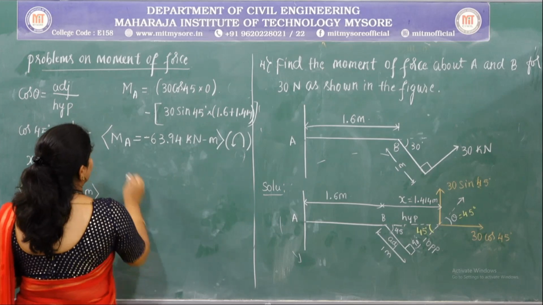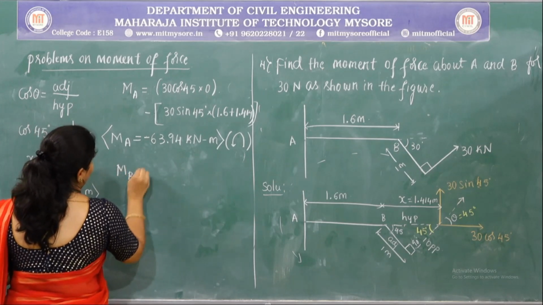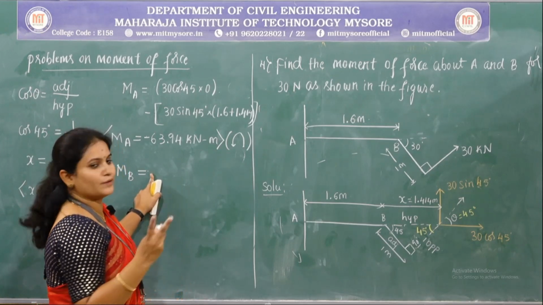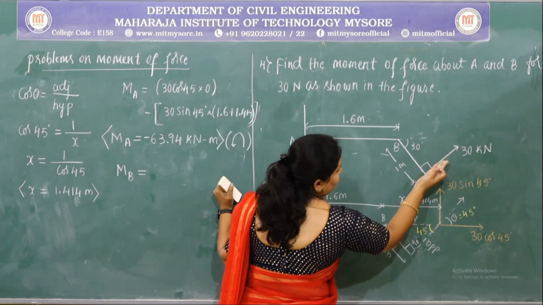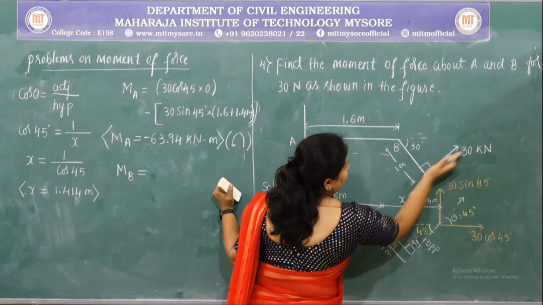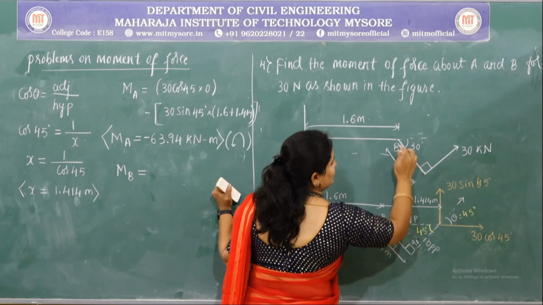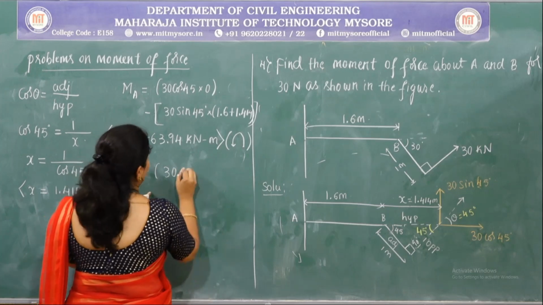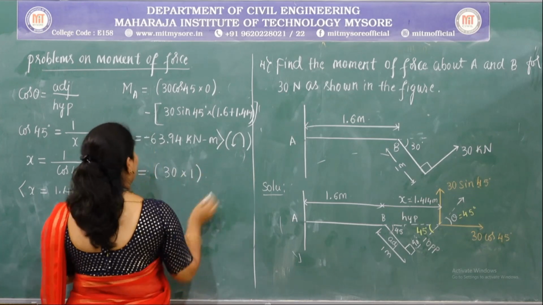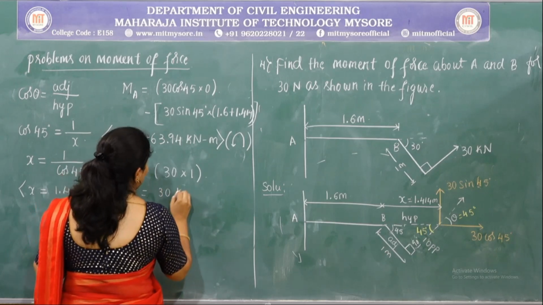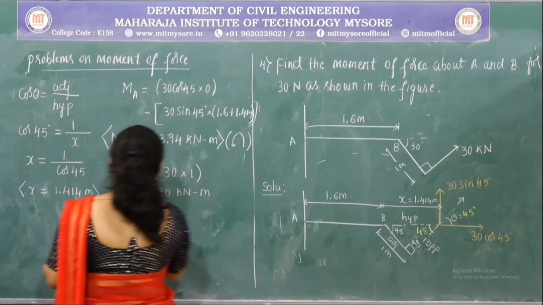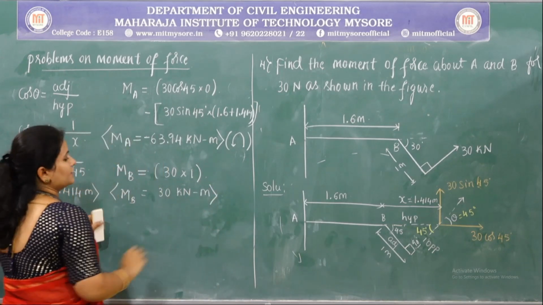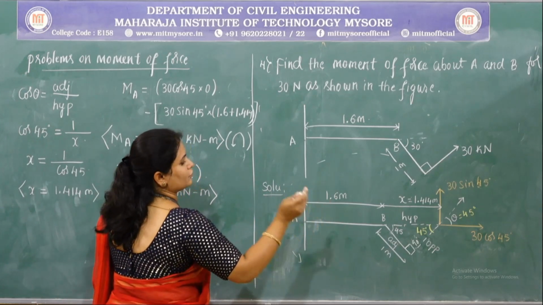Now we shall consider the moment about point B. Moment about point B can be done in two ways. Since the perpendicular distance between the line of action of the force and the point is directly given, this can be written as 30 multiplied by 1, and it is equal to 30 kilonewton meter, or else this can also be done in another way, that is considering the resolved forces.